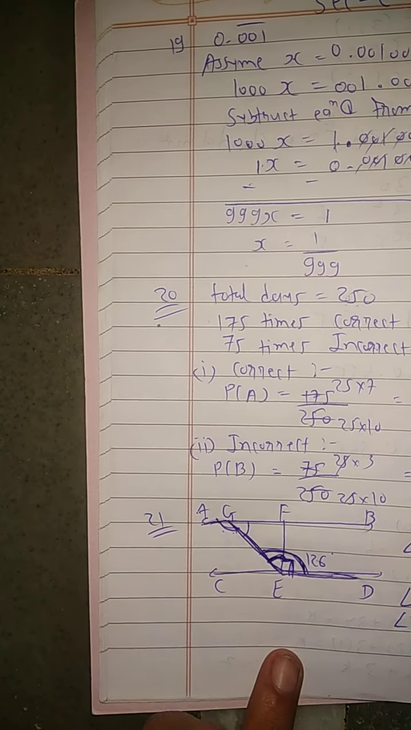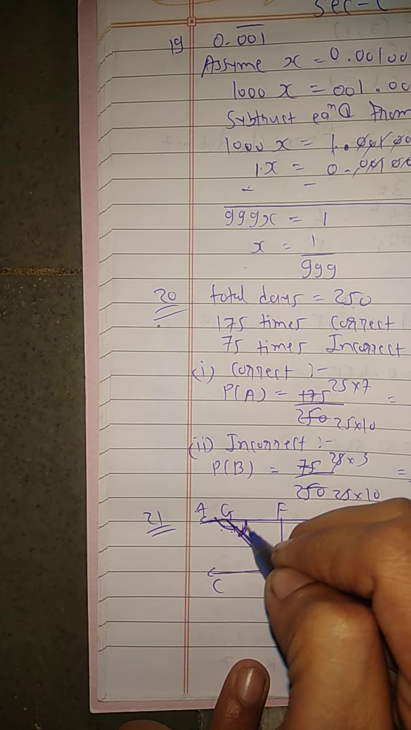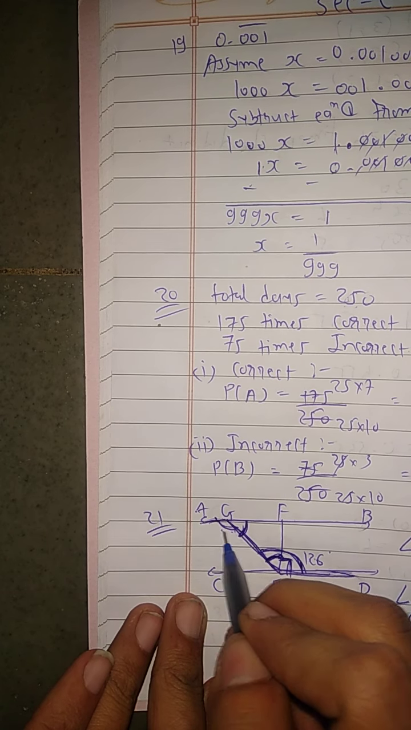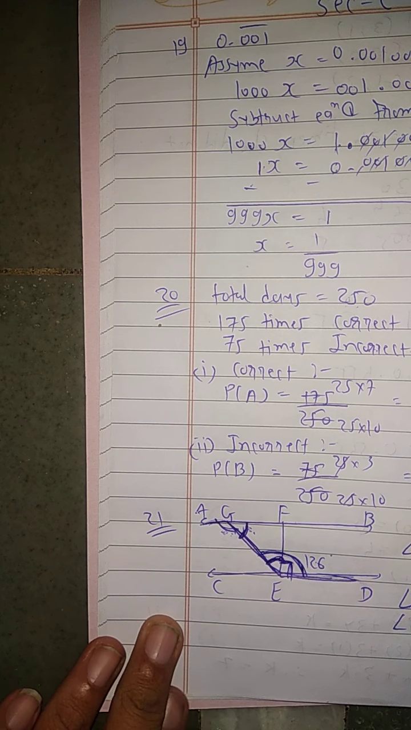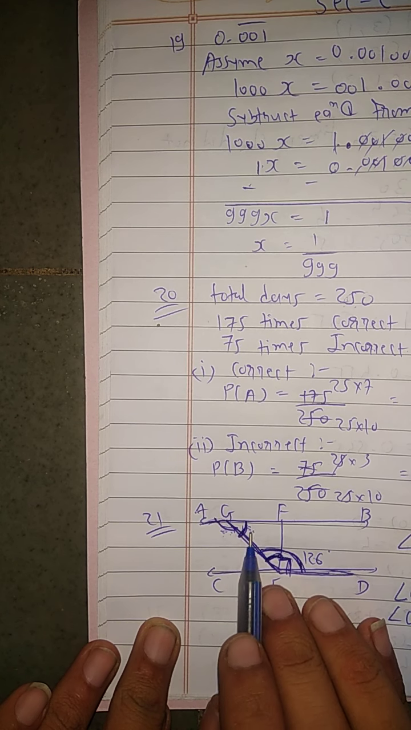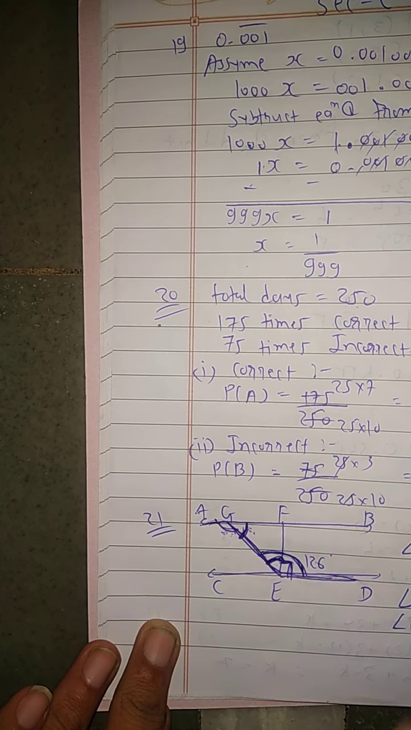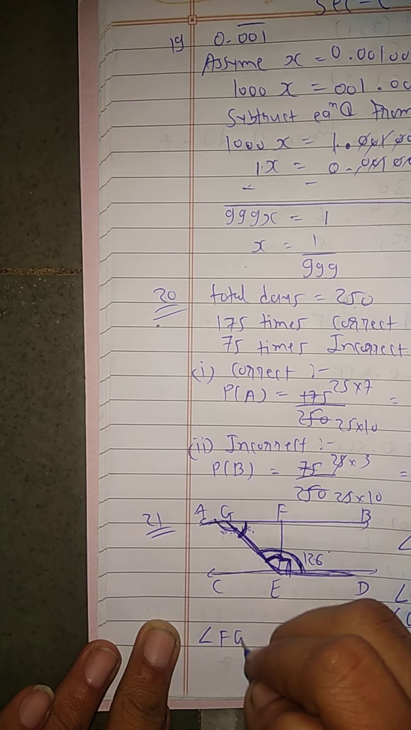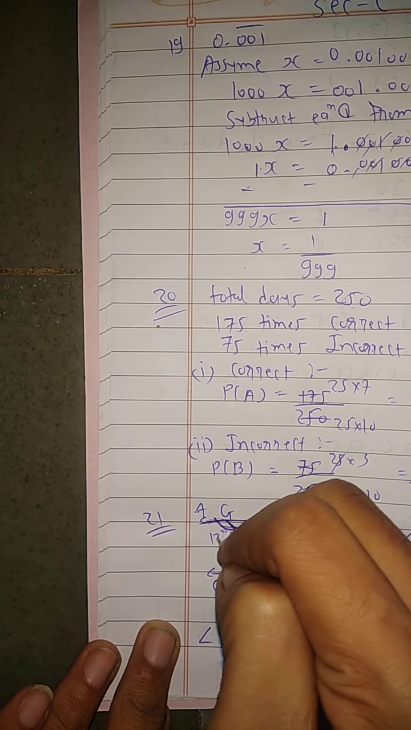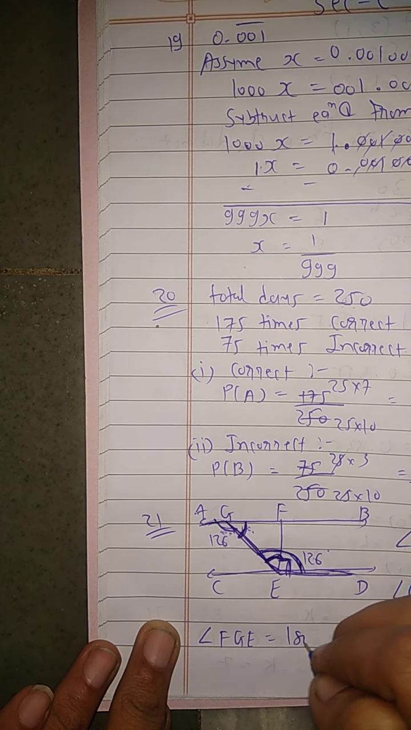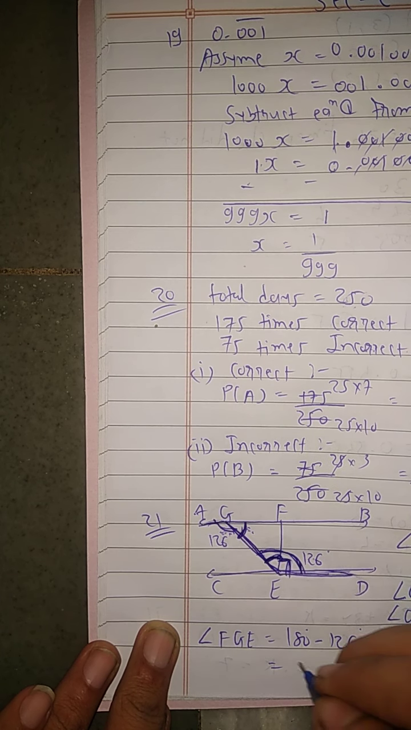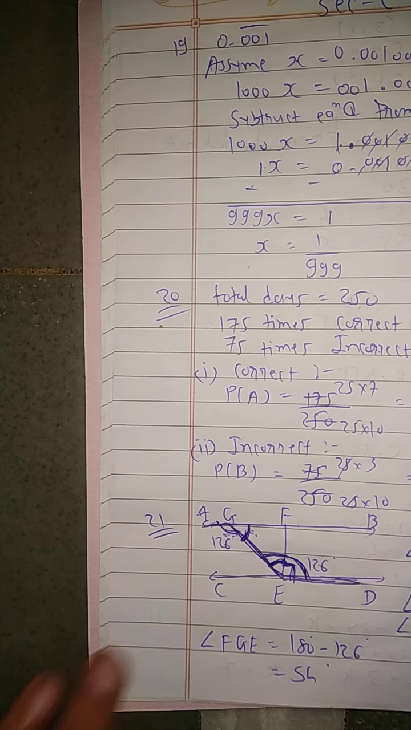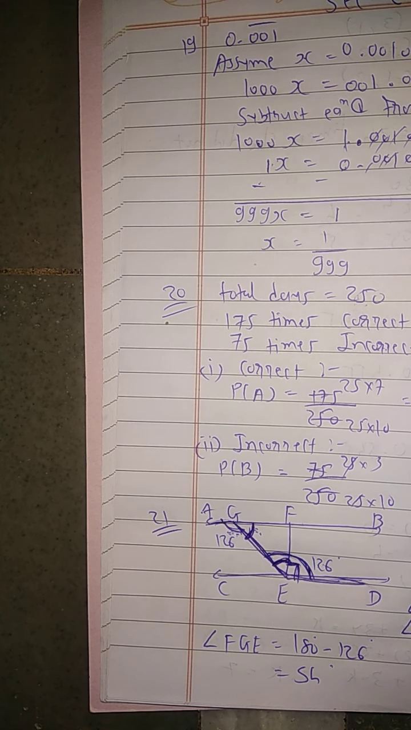Okay, and third, here we need to find this angle. Now we know that these two are a linear pair of angles, right? So angle FGE. Now we know that this is 126, so we need to subtract it from 180. So 180 minus 126, it is 54. So this angle is 54.